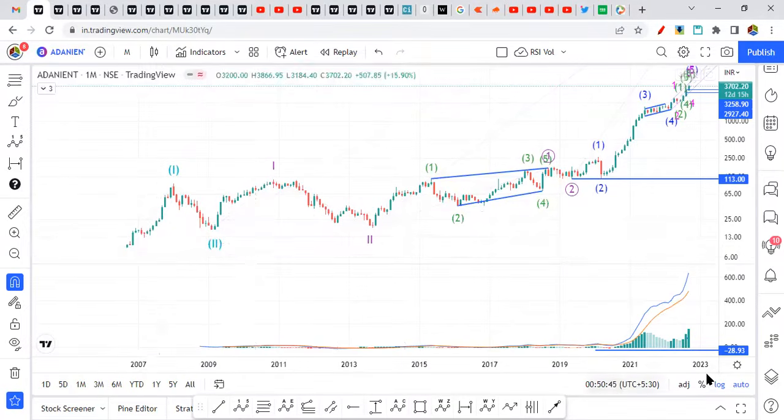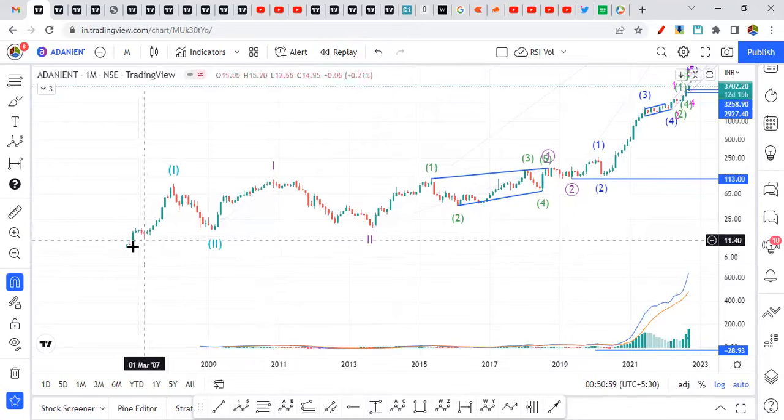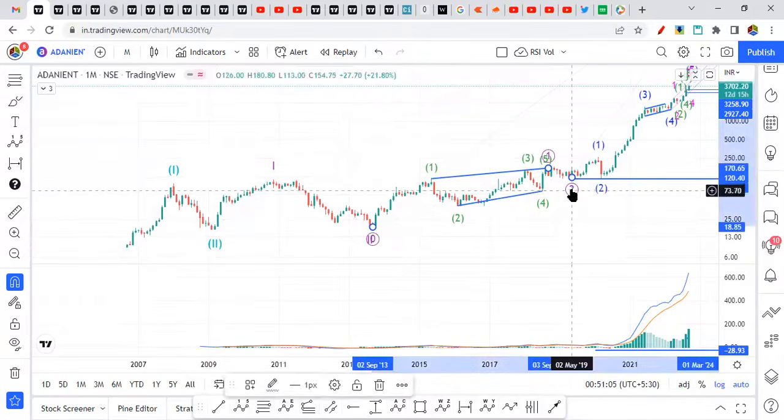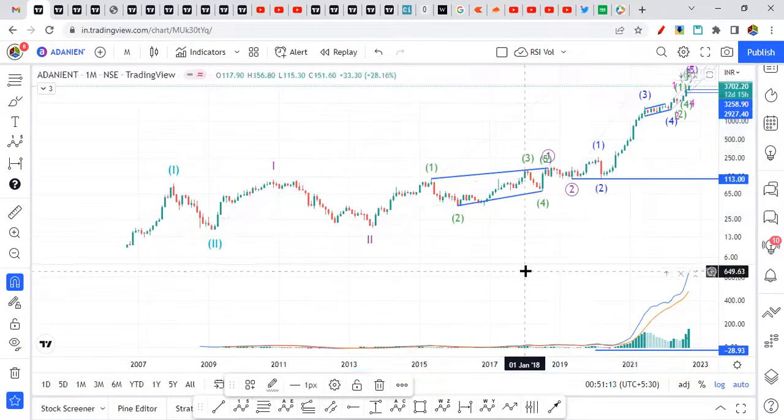This is 1-2. I have plotted it on a log chart. When you use a log scale, it will give you the initial moves clearly, and then you will be able to plot it properly. So this 1-2 move is incomplete, and this current 1-2 move, which is a primary degree that I have plotted, is internally having a leading diagonal pattern, and then there is an up move.